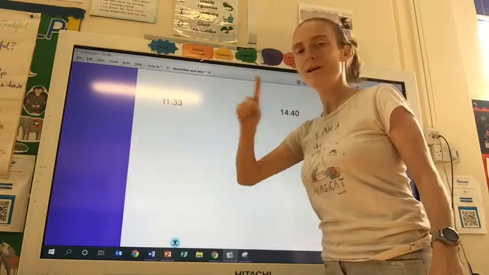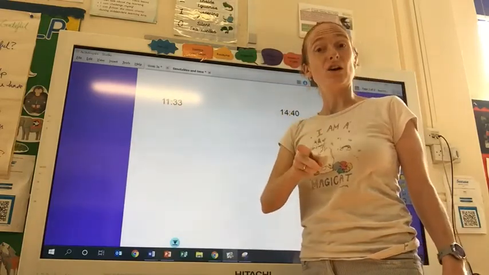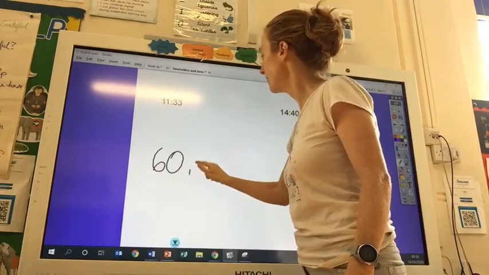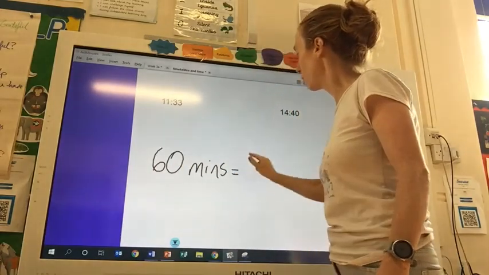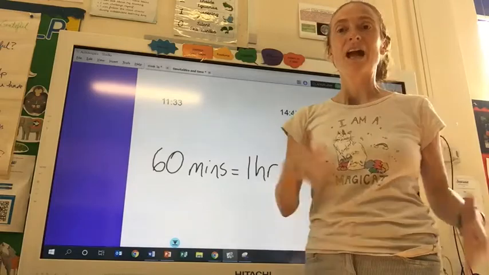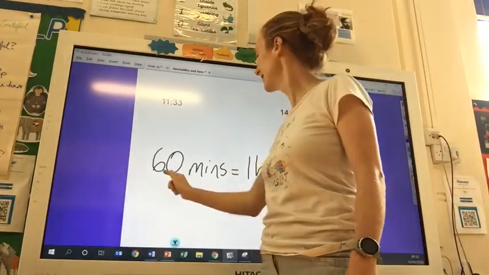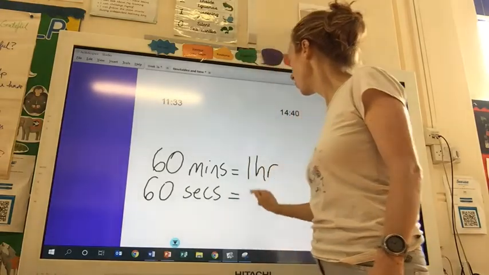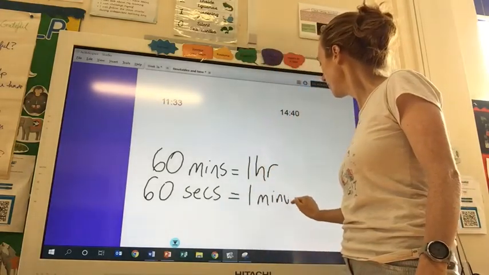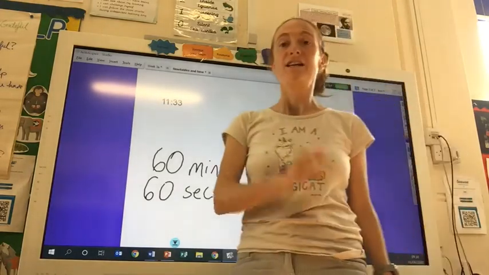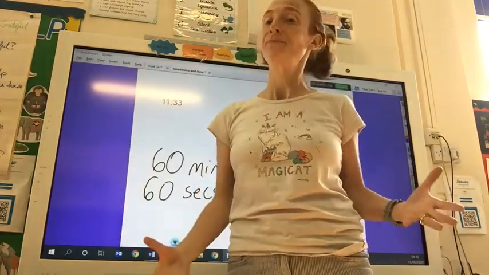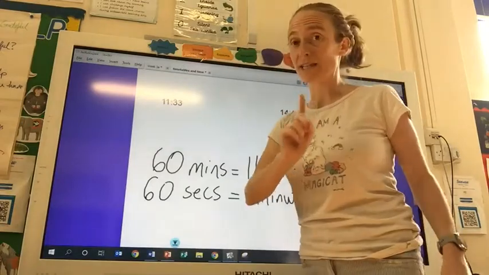Okay, so how many minutes are there in an hour? There are 60 minutes in 1 hour. And how many seconds in a minute? 60 seconds in 1 minute. All right, that's very important because we want to avoid counting up to 100. We're only counting up to 60.